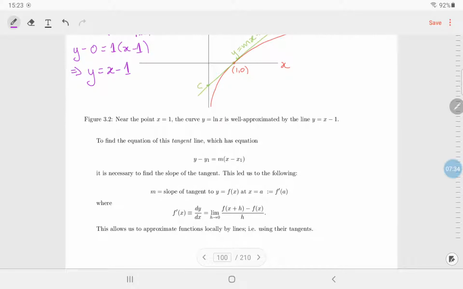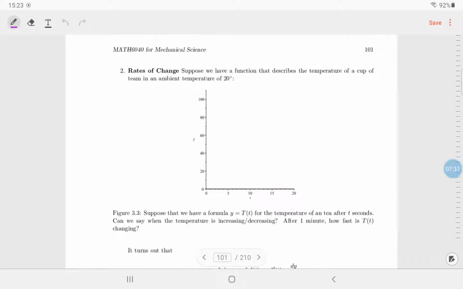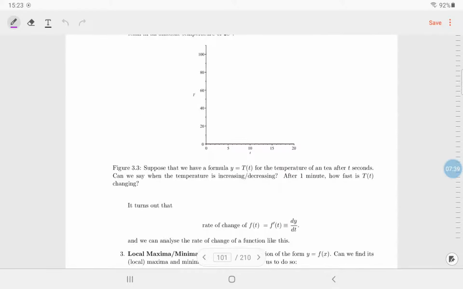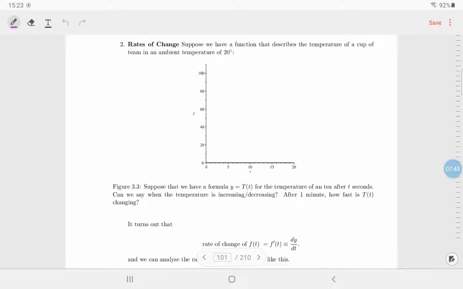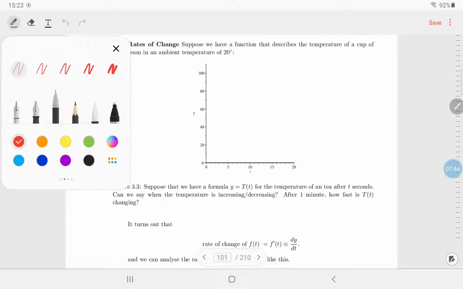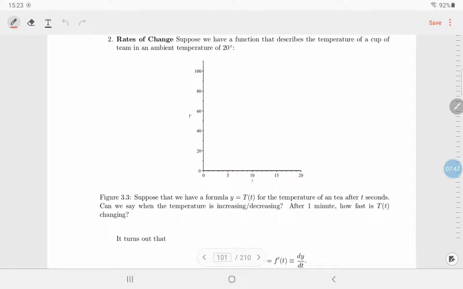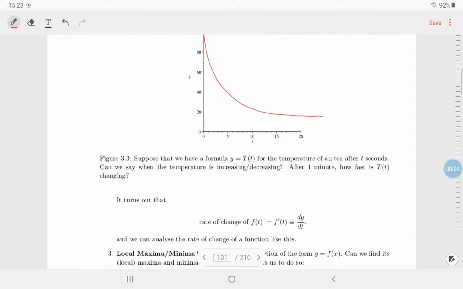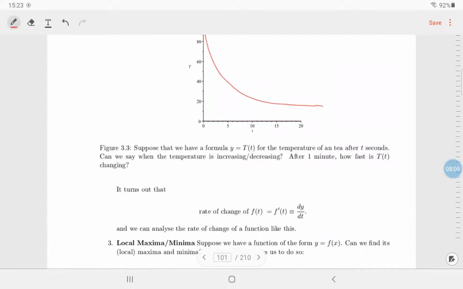So you can use the derivative to look at tangents and so on. Rates of change. Now, say for example, you have a formula for the temperature of something, and maybe it looks something like this. For argument's sake. So you have a formula for the temperature at time t. And the question is, suppose you have a formula, can we analyze when it's increasing and decreasing? Can we find the rate of change of the temperature? And it turns out that the rate of change of a function is the derivative, and that's something that you would have done last semester as well.